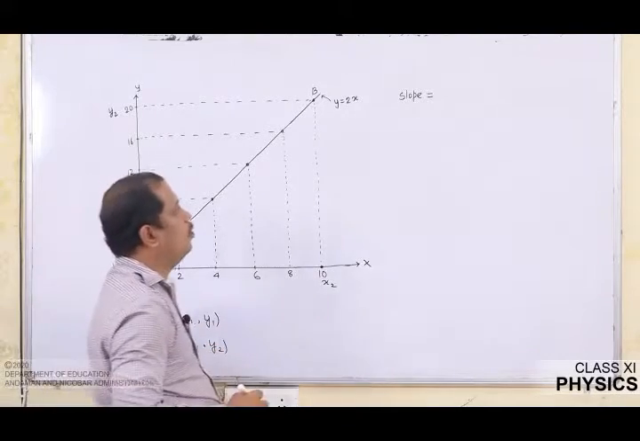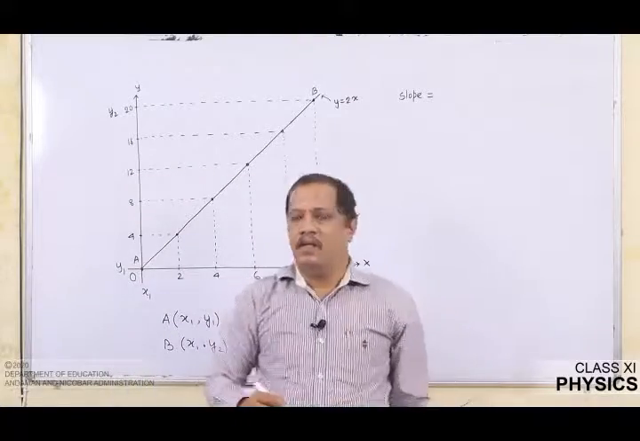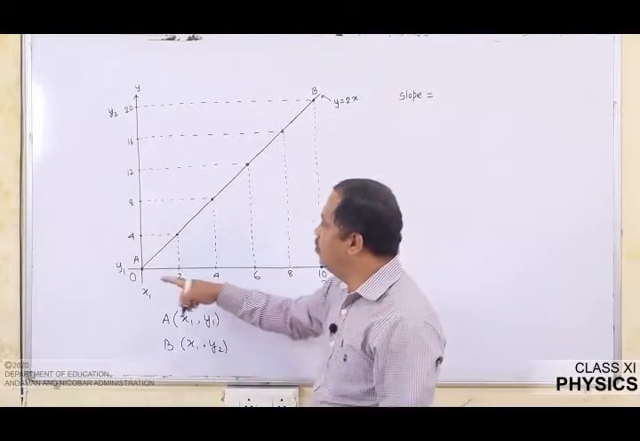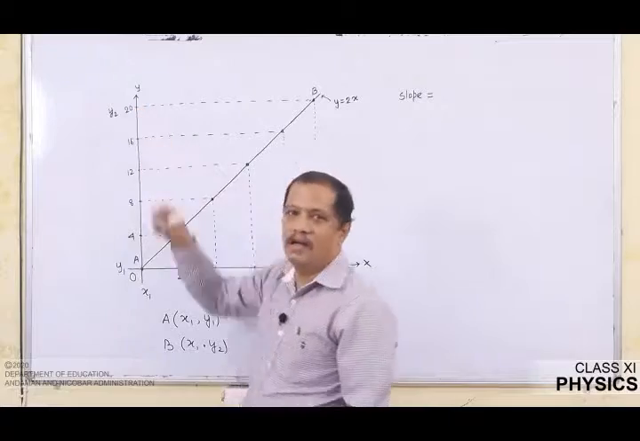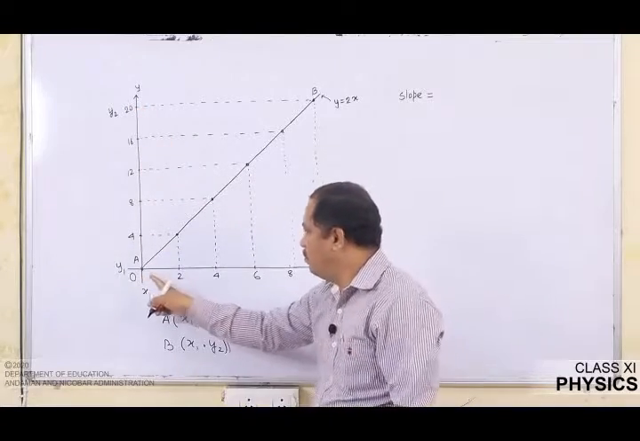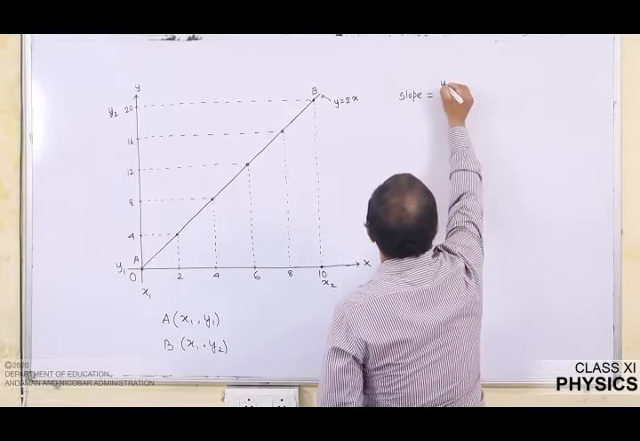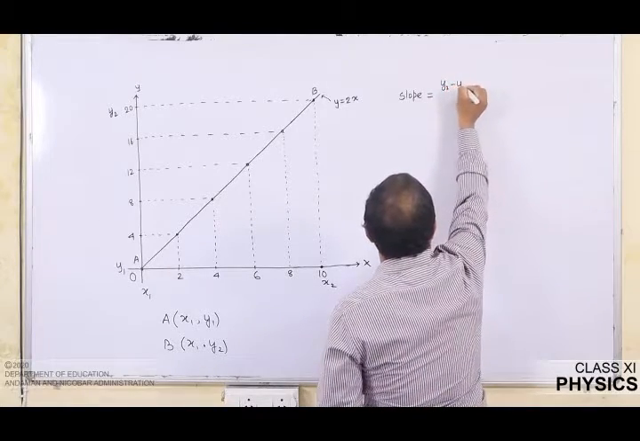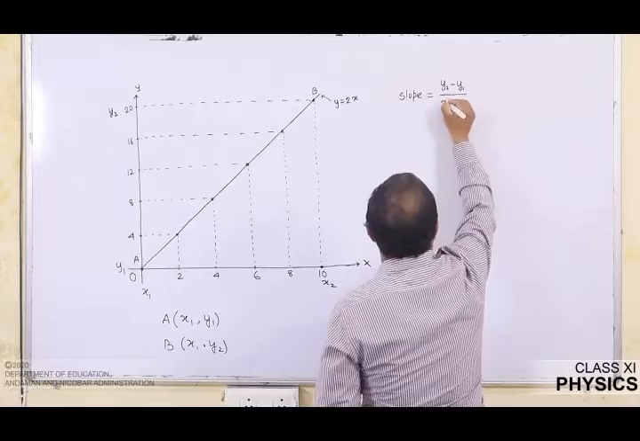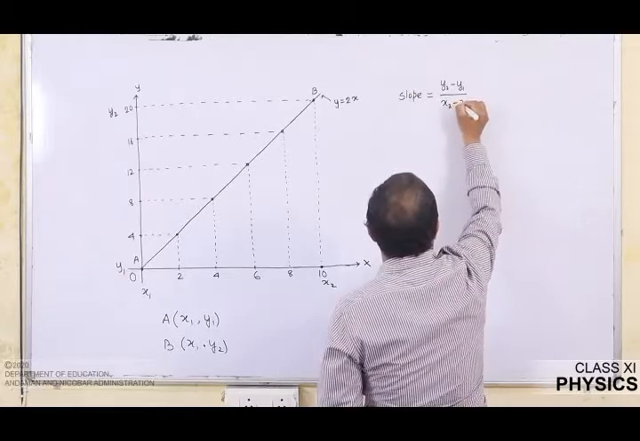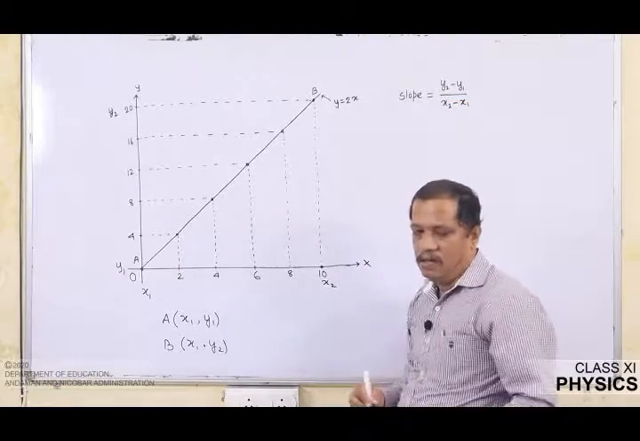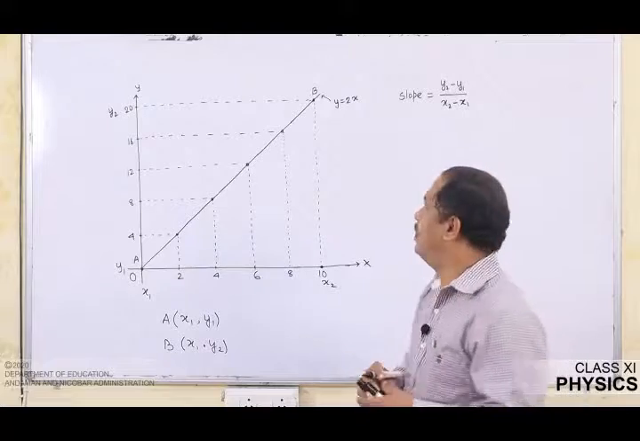Now, to calculate the slope, we said the change in the value of y, that is rise over run. So, the rise is final value minus initial value upon the run, which is final value minus initial value. So, this is the formula to calculate the slope of the straight line.